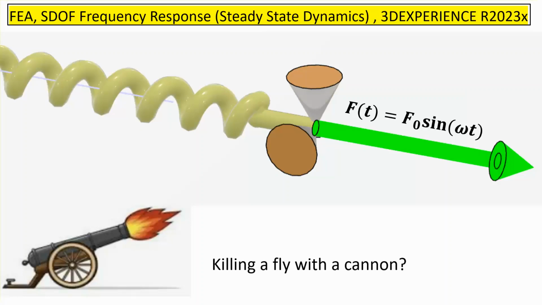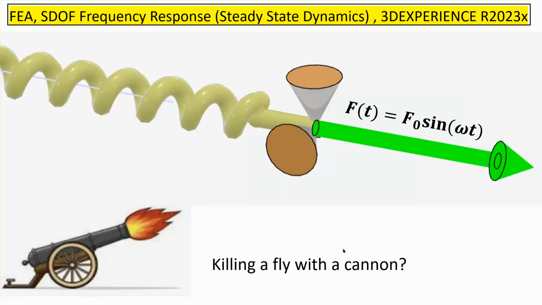In other words, the load applied to that single degree of freedom is a sinusoidal in the form that you see here. Keep in mind that this is a very simple problem. Doing it with FEA in 3D experience is like trying to kill a fly with a cannon. However, I want to show you how this is performed because if people cannot do a problem like this, in all likelihood, in a more complicated situation, they're going to have even more problems.